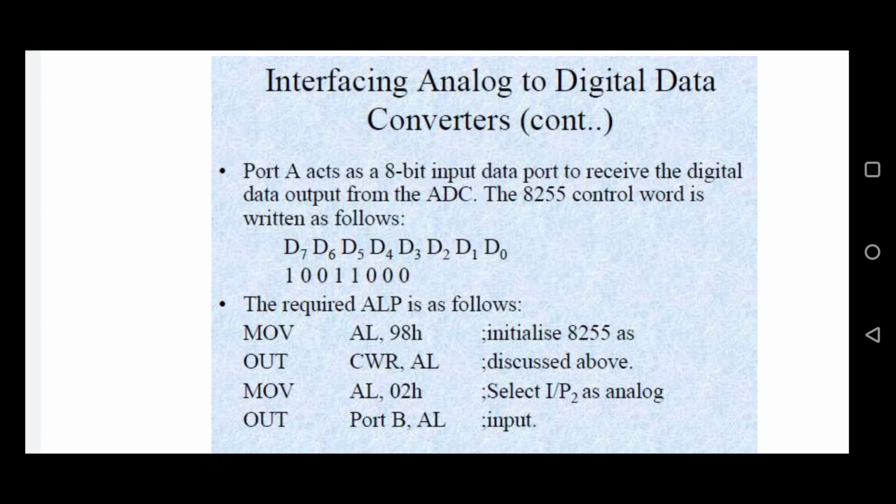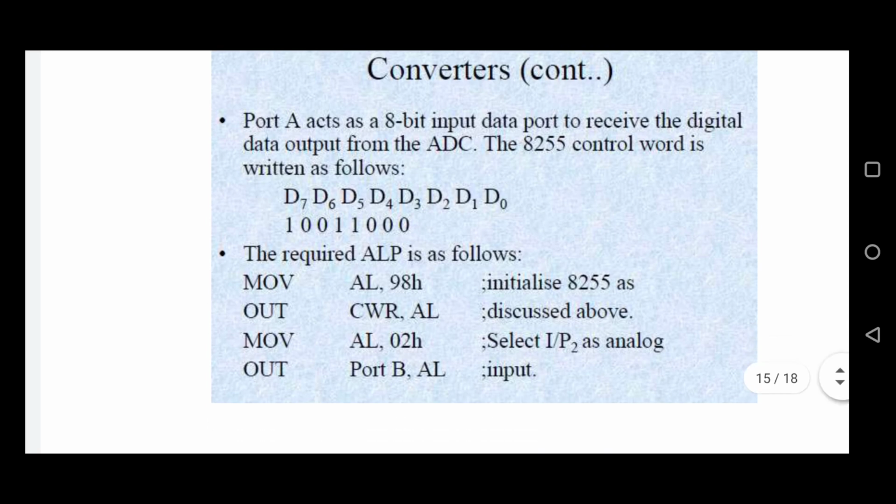The assembly language program for this analog to digital conversion is as follows. First we initialize the parallel port 8255: MOV AL, 98. We move the value 98 to the AL register, and next OUT CWR, AL, where CWR is the control word register. We select input 2 as the analog input: MOV AL, 02, and port B will act as the output port, so we move AL into port B.